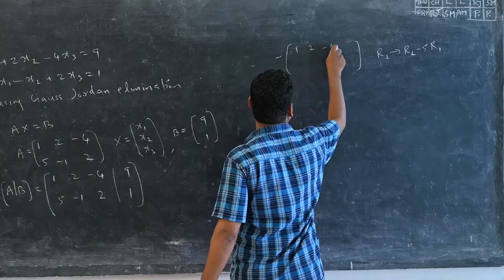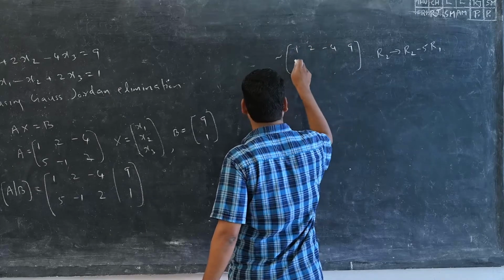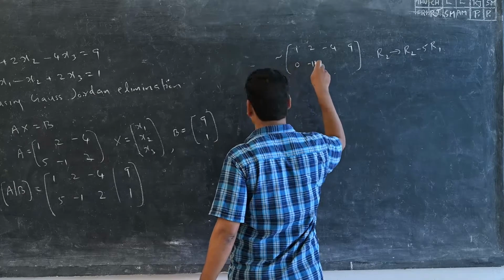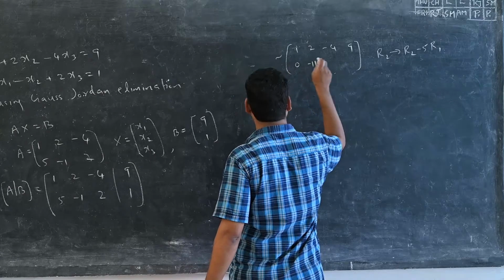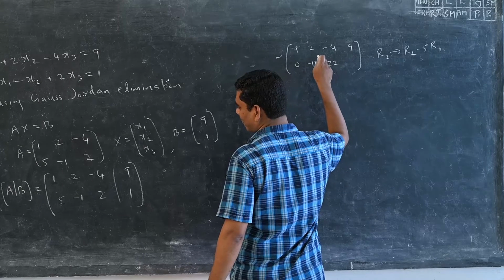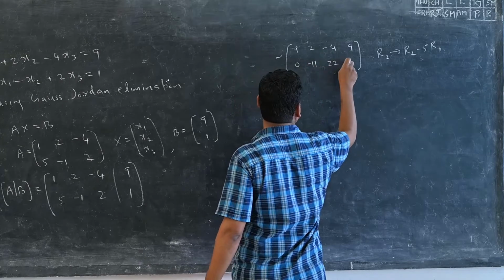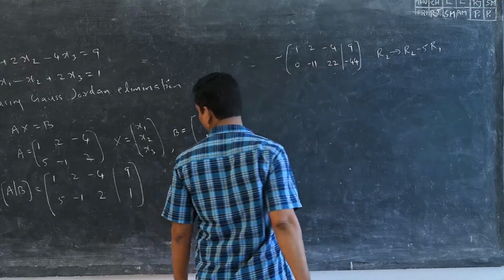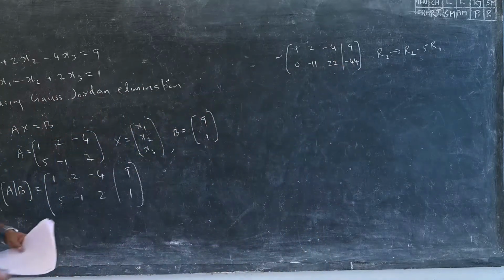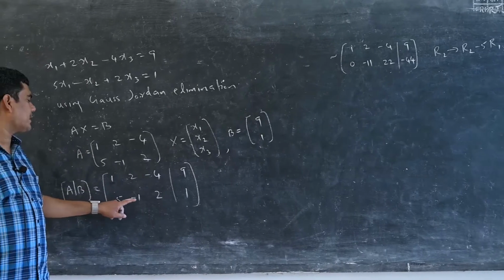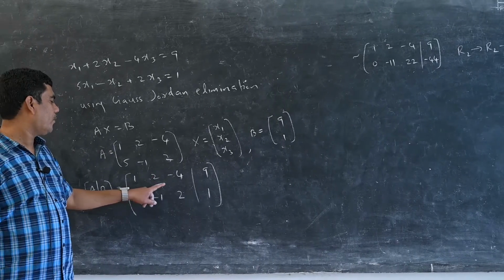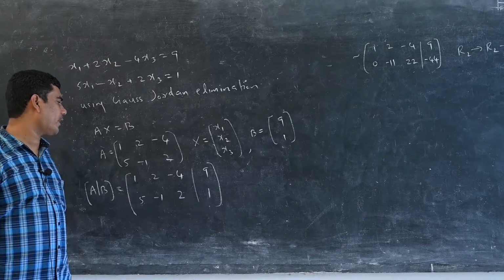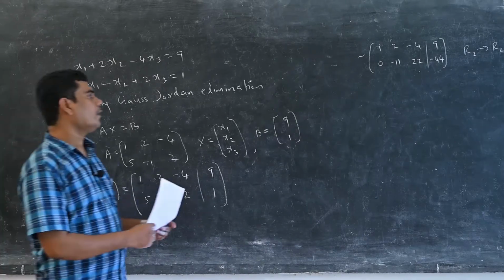So this is equivalent to 1, 2, minus 4, 9. 5 minus 5 into 1; minus 1 minus 5 into 2 is minus 11; 2 minus 5 into minus 4 is 22; 1 minus 5 into 9 is minus 44.